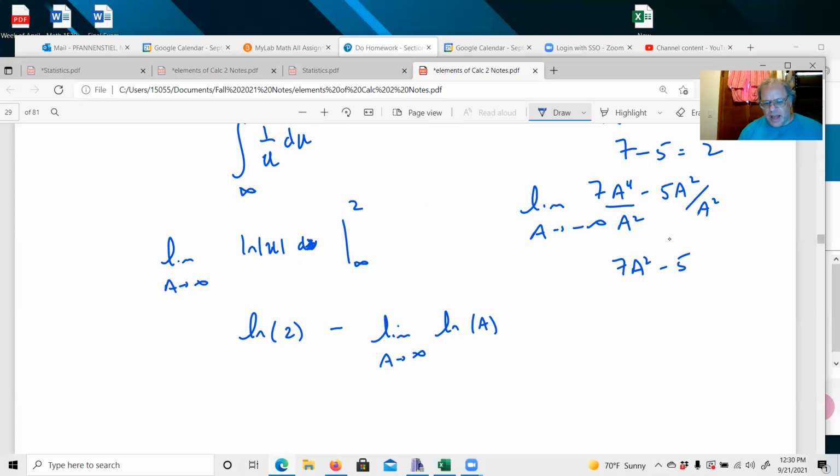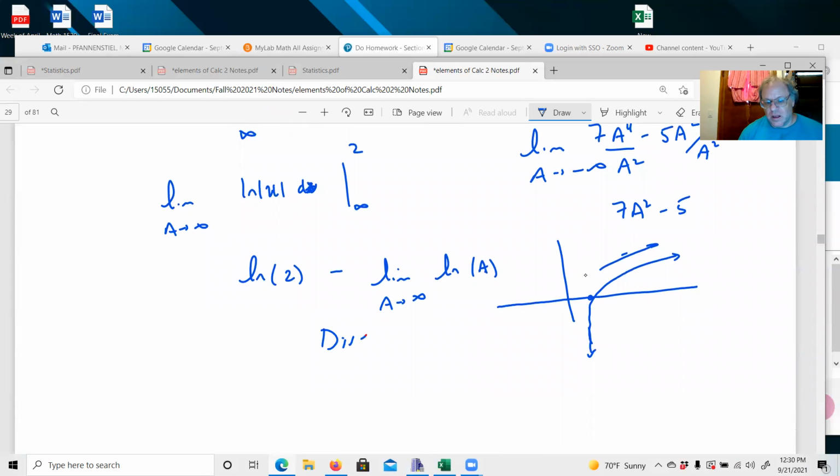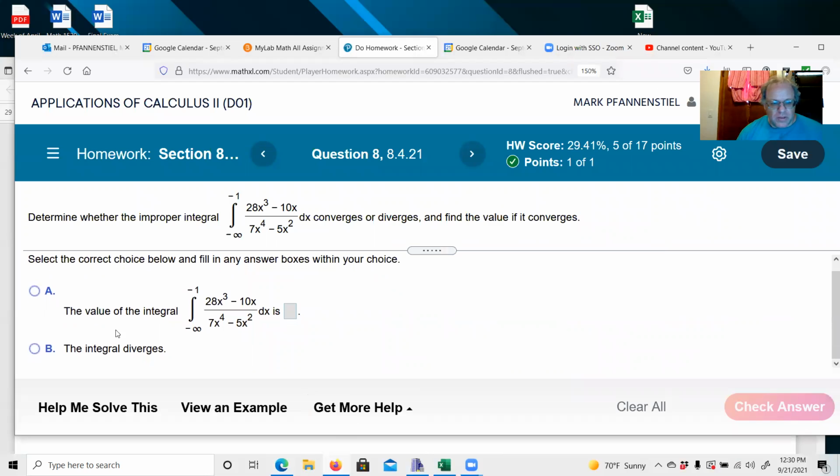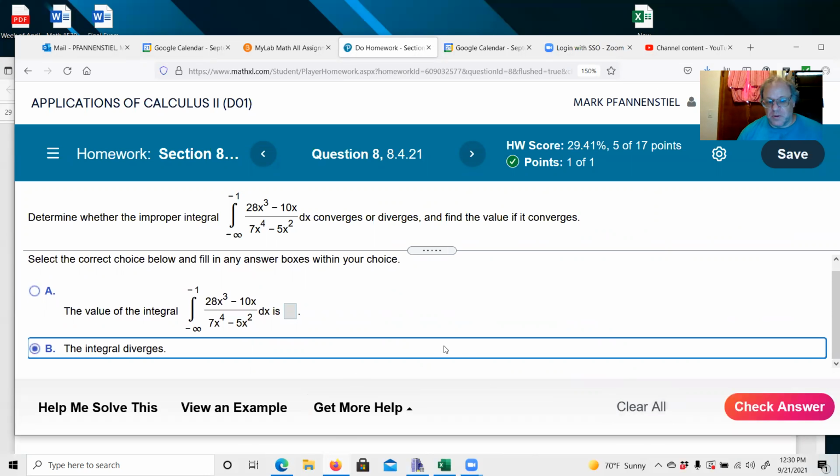And the natural log of a, taking that going to infinity, this also goes to infinity. Do you remember what the natural log graph looks like? Something like this. As it's going further and further off to infinity, it's just getting bigger and bigger and bigger. Slowly, but it's still getting bigger. So this integral diverges. It didn't come to a value. We ended up with infinity, so we're out.